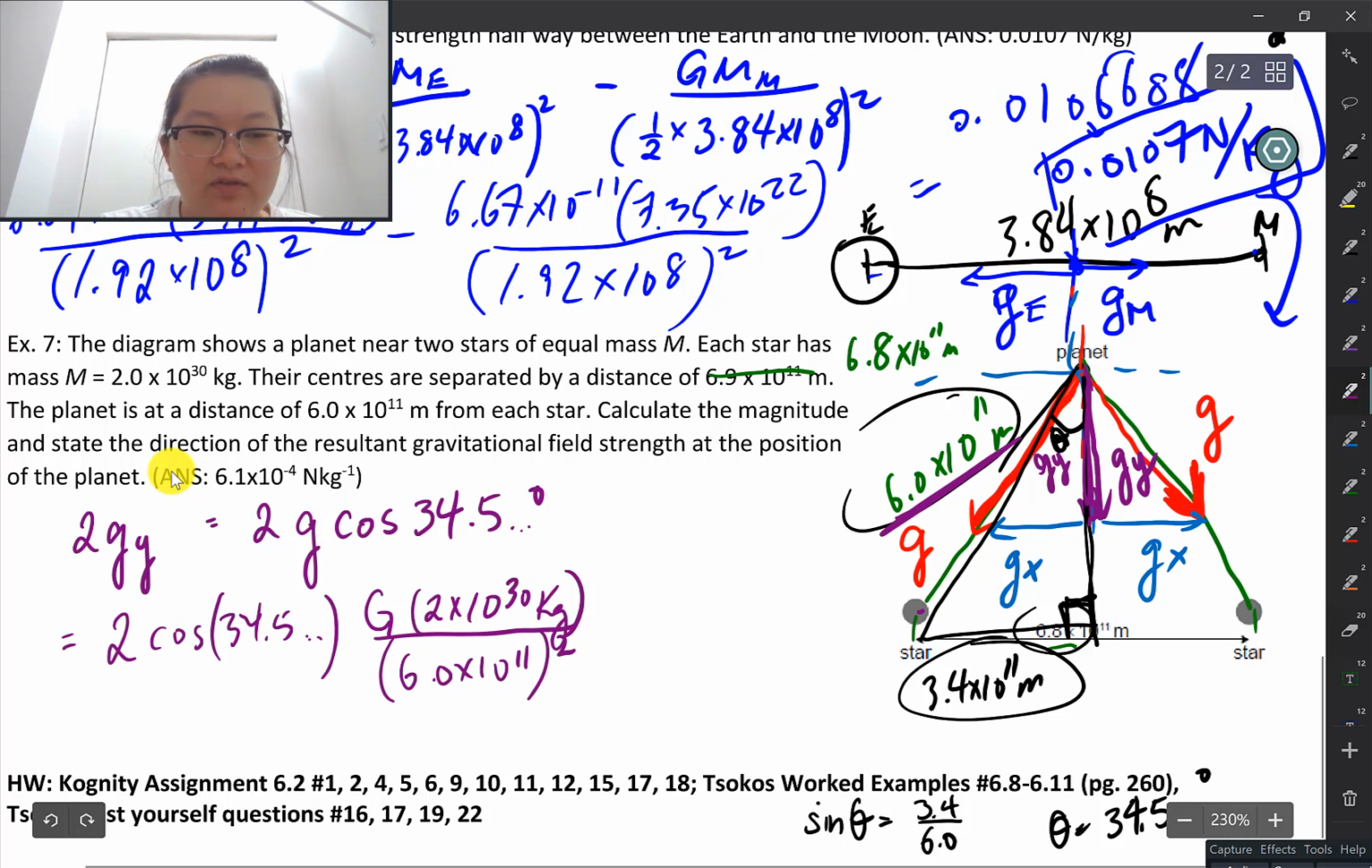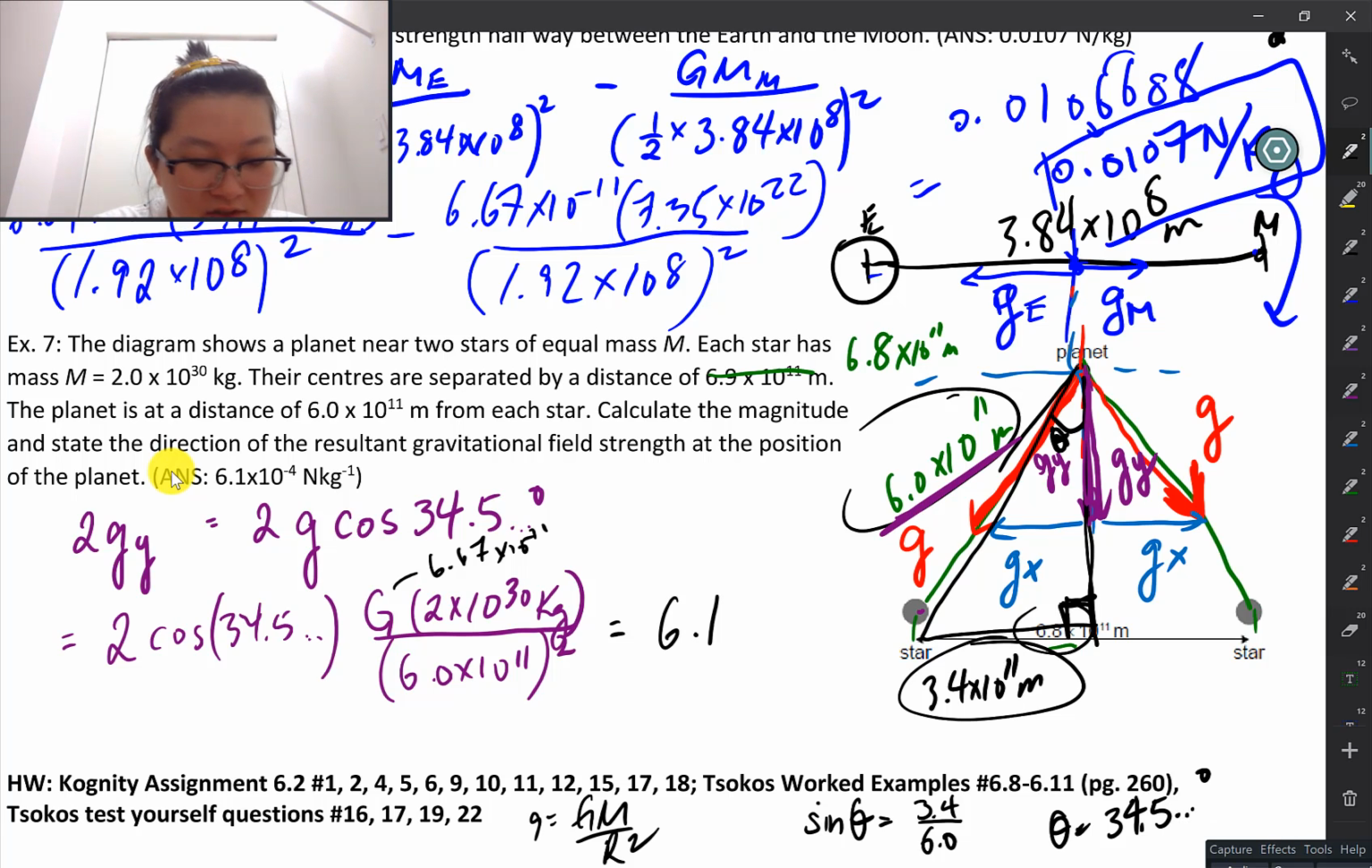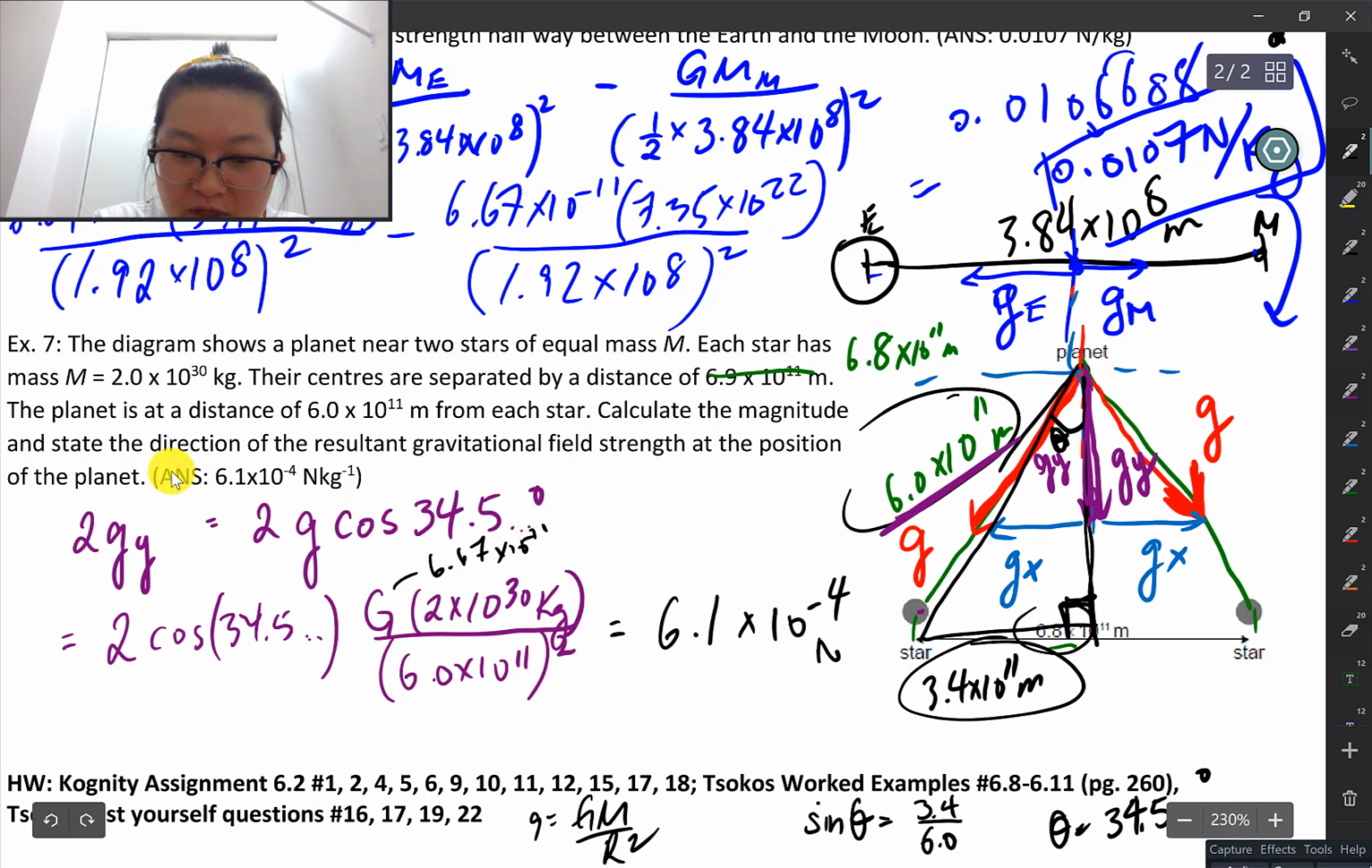Don't forget, to find gravitational field strength, it is equal to big G times big M over r squared. So we just calculate this all out. Don't forget big G is 6.67 times 10 to the power of negative 11. Let's do this. I get 6.1, even rounded to 2 sig figs, times 10 to the power of negative 4. And this is a gravitational field strength, so the units are newtons per kilogram.